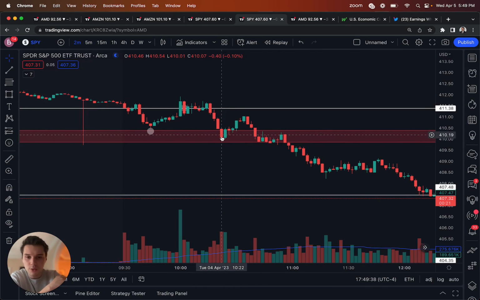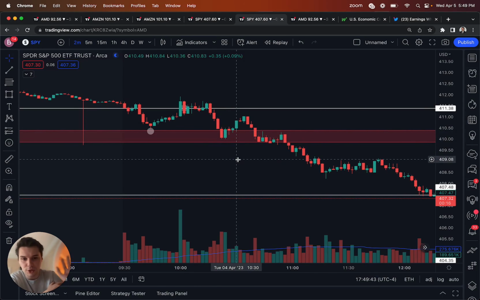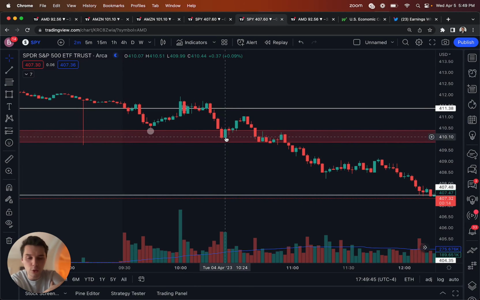This looks horrible. So what I want to wait for is for it to either break below, in which case I'm out and I'm not going to take this trade, or I'm going to wait for a 2-minute candle closure above that 410 level. That is where I now have confirmation for longs, and I'm now going to enter with a stop below lows. Very simple strategy. This is how I trade SPY.